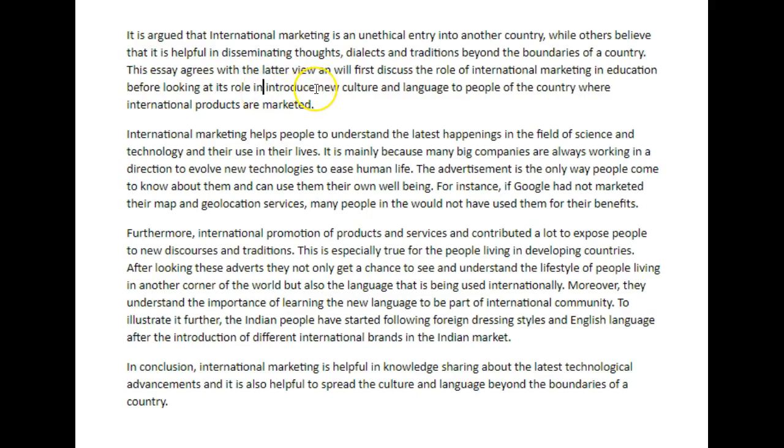We play a role in things. So if we are looking at its role in something, then we're going to have to use the gerund. Looking at its role in introducing new culture and language to people of the, we should say target country or country in question, that's enough.